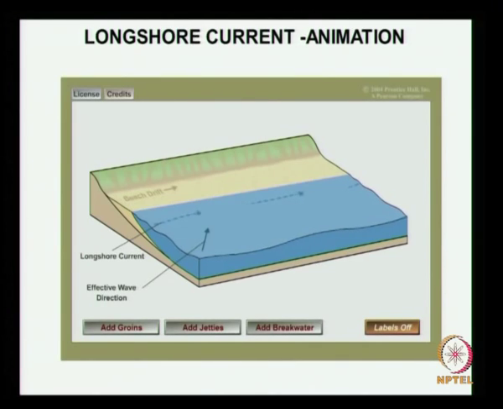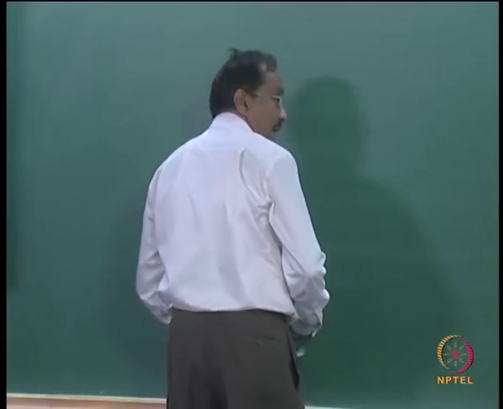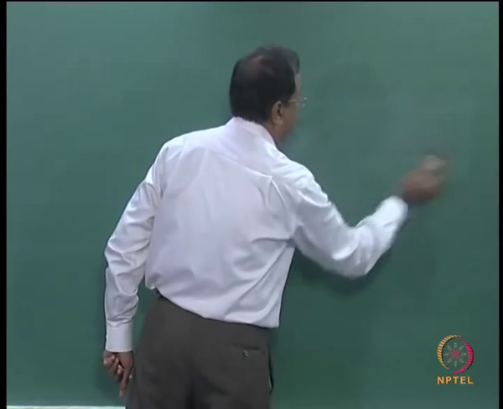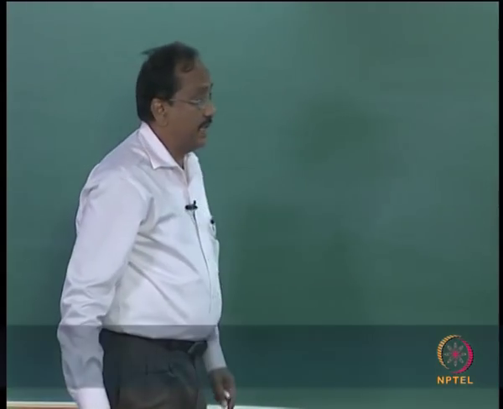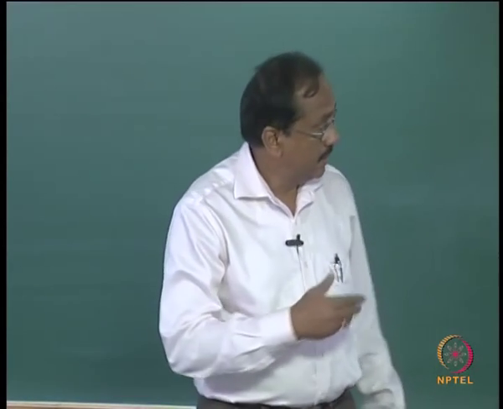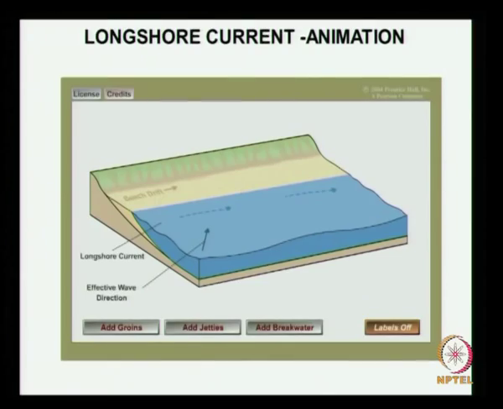Next, we move on to understand the physics, the phenomena that takes place when the longshore current moves along the coast and meets obstructions. The most commonly adopted coastal structures which can intercept the movement of sand are the groynes, jetties as well as the breakwaters. So what I will do is I will just show you.